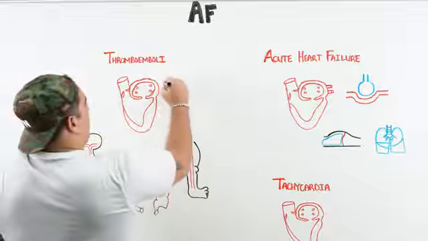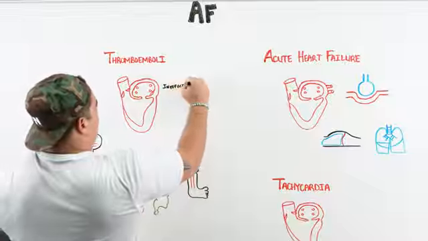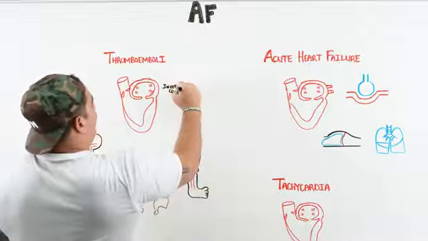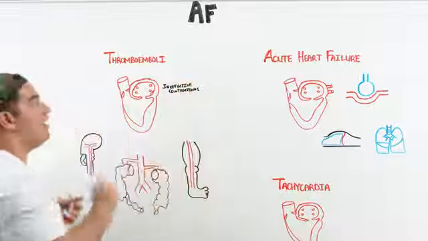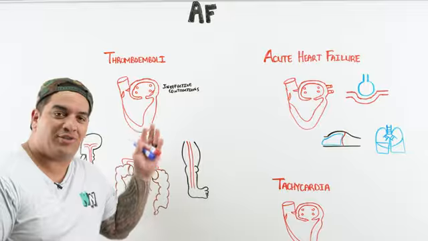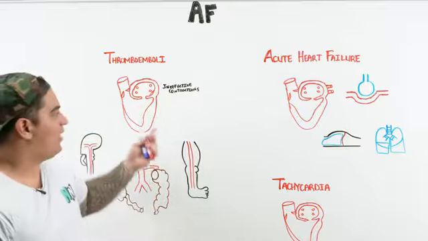So we're gonna write here that it causes ineffective contractions. Because of that, it doesn't get the good kick that you'd want it to do and push enough blood from the atria into the ventricle. So a lot of blood stays in the atria, unfortunately. What's that called?